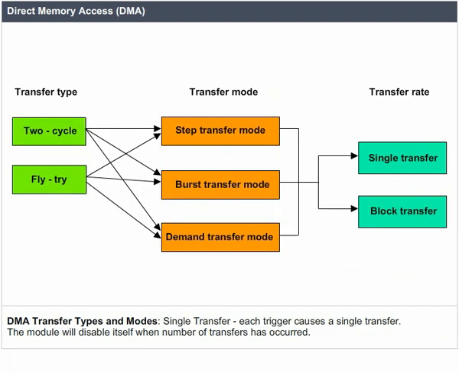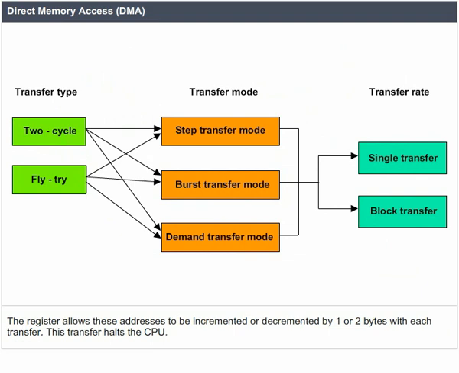DMA transfer types and modes. Single transfer. Each trigger causes a single transfer. The module will disable itself when the number of transfers has occurred. The register allows these addresses to be incremented or decremented by 1 or 2 bytes with each transfer. This transfer halts the CPU.